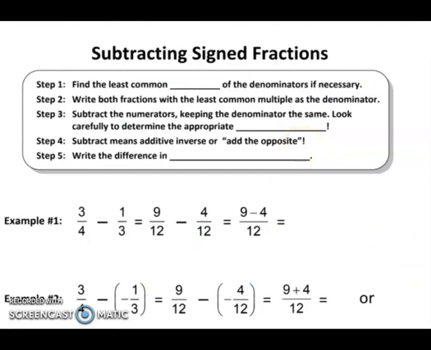Okay, let's look at the back of your notes for subtracting signed fractions. So step 1, we're going to find the least common multiple again. You're going to write both of the fractions with the least common multiple as the denominator. You will subtract, keeping the numerator the same. Look carefully to determine the signs. Remember that when you are subtracting with negatives, use the additive inverse or add the opposite, and then write the difference in simplest form.